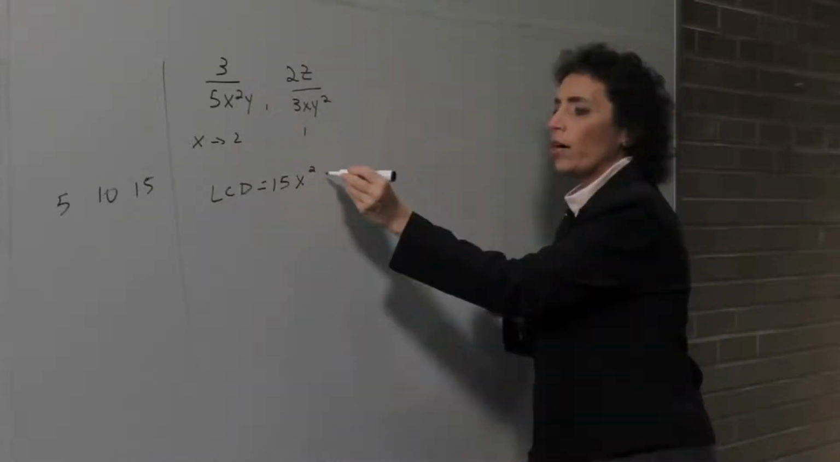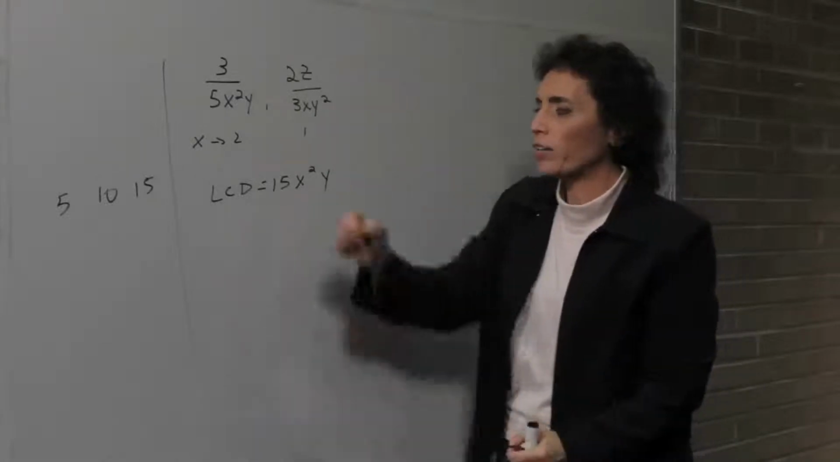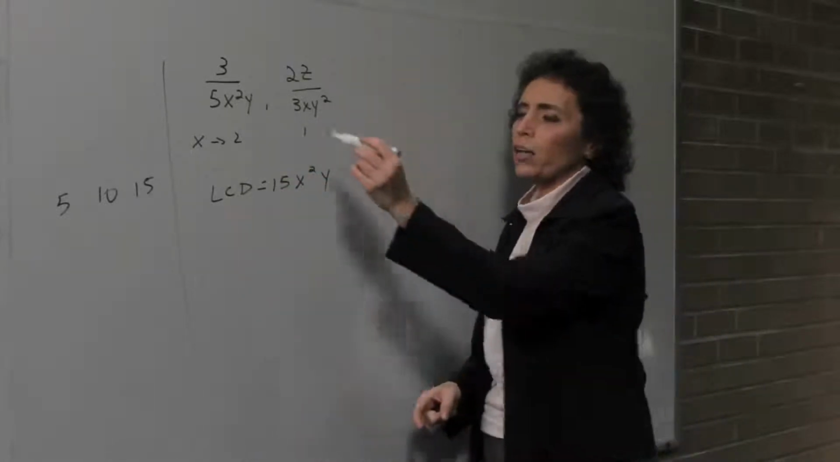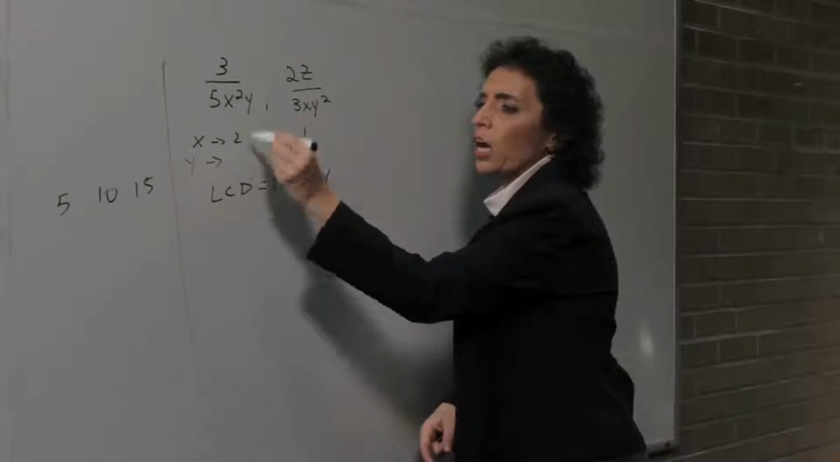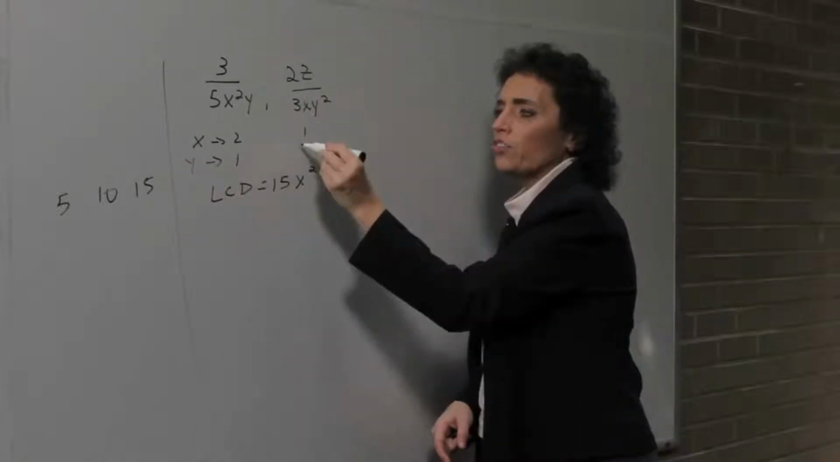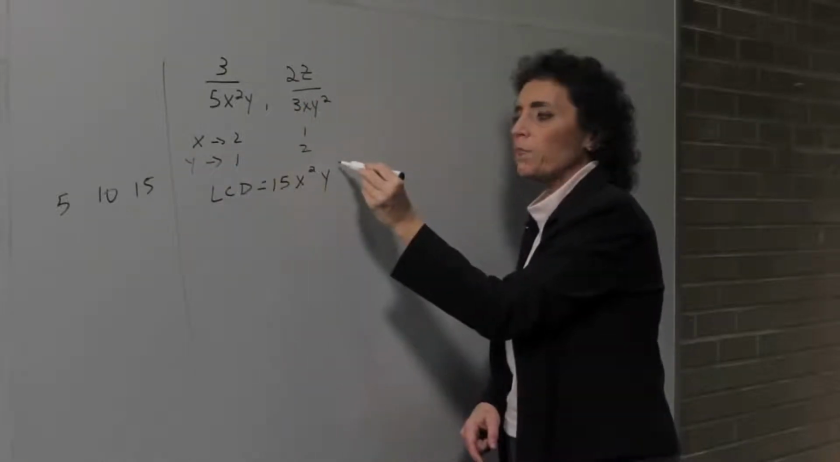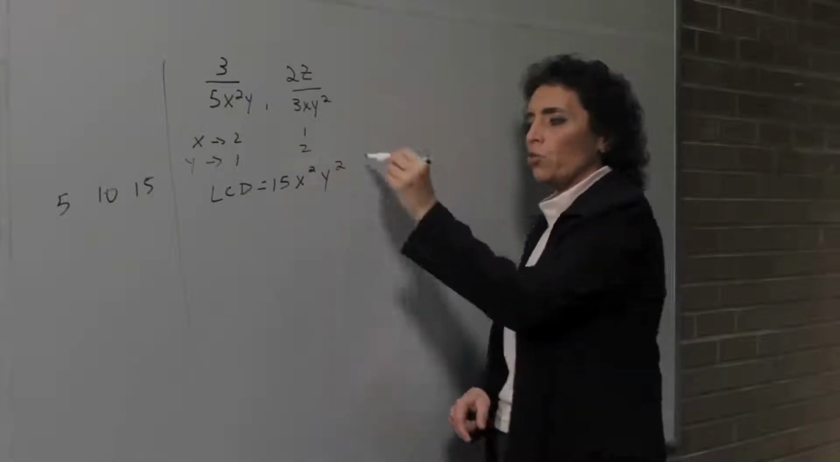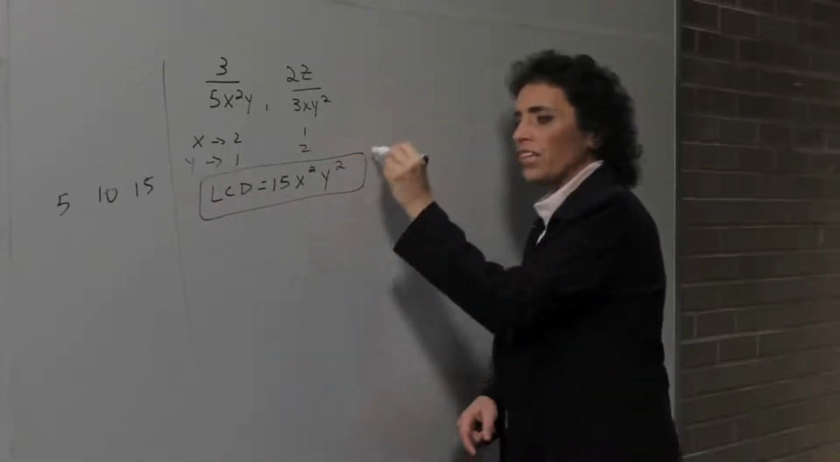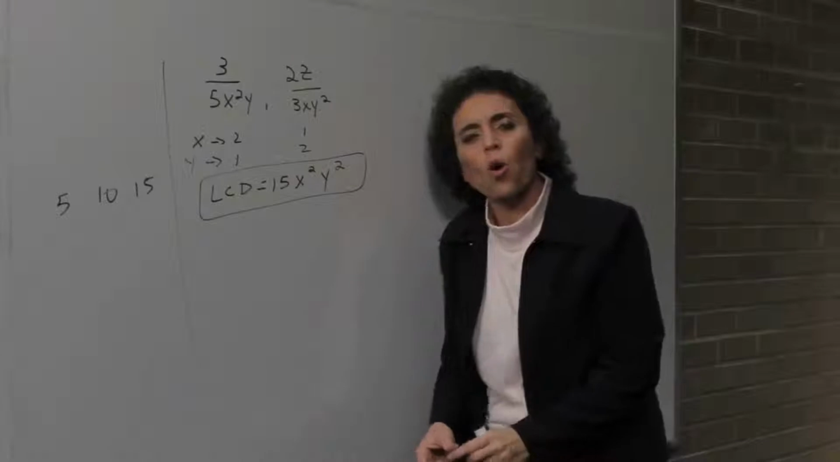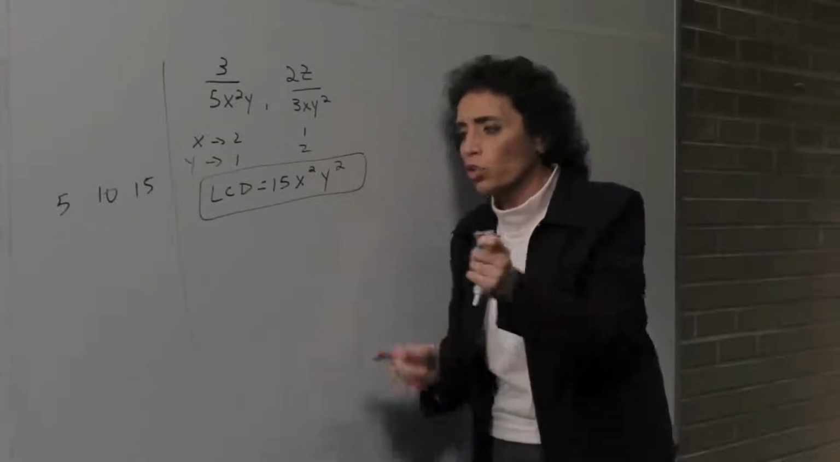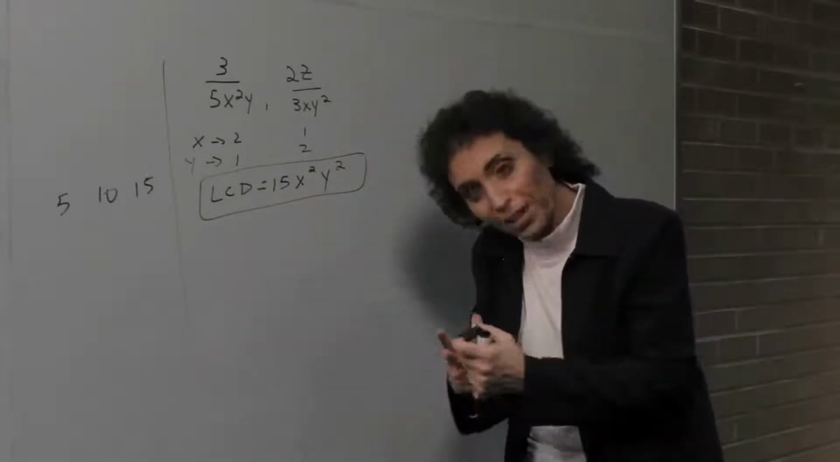I know I need a y because I see a y as a factor, so I do the same thing for y's. How many times do I see a y? I see a y once here and twice here, so I need the biggest amount, twice. So that's my LCD: 15x squared y squared, all attached by multiplication. Once you get the number and the letters, you multiply them together.